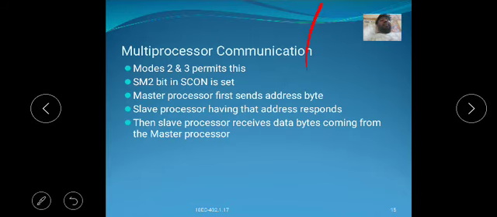The master processor first sends the address byte. The slave processor having that address responds. Then the slave processor receives the data byte coming from the master processor.